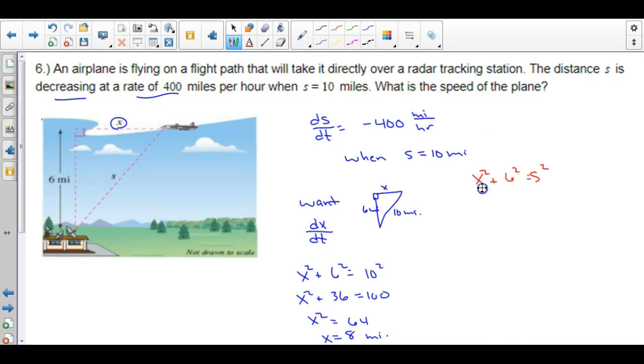So we are taking the derivative of this equation with respect to time, so 2x and then dx dt plus 0 is equal to 2s ds dt. And again, we want dx dt, so I want to isolate this piece here. So dx dt is equal to 2s ds dt over 2x.